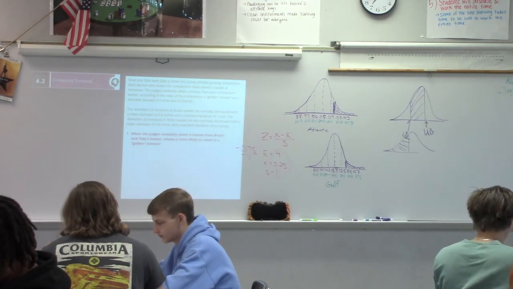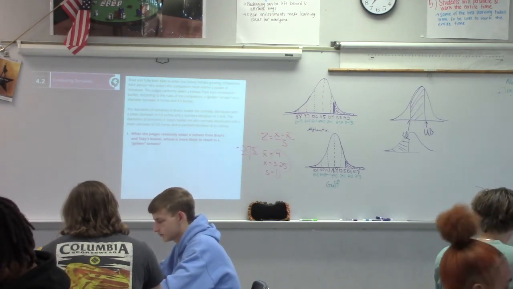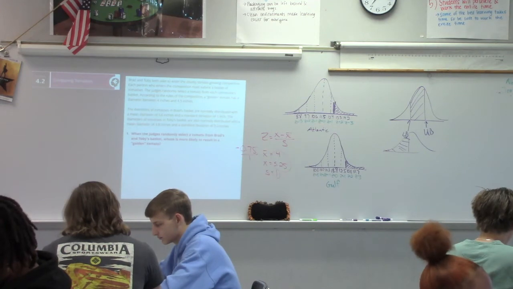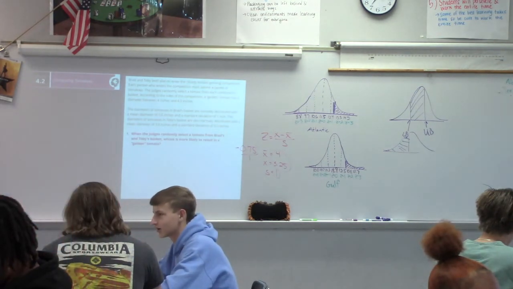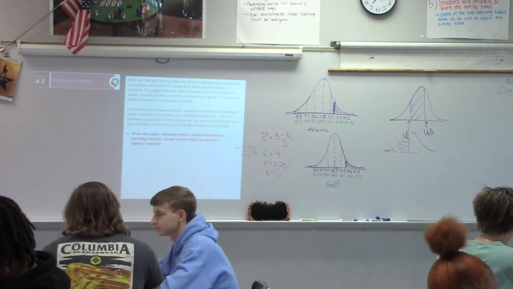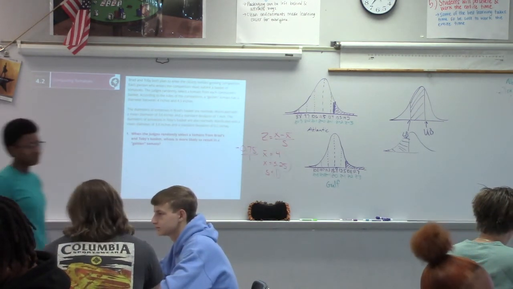So how many z-scores do you need just for Toby, or just for Brad? 2, 2. It's not that hard. You have 2 bounds, so you need 2 z-scores. So you need a z-score for every bound.